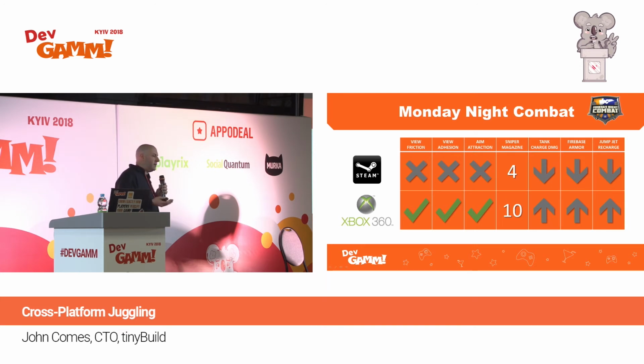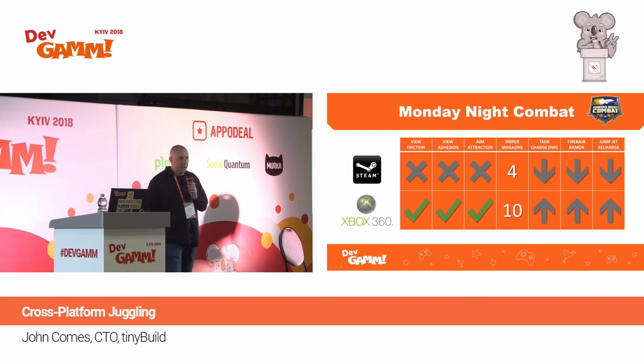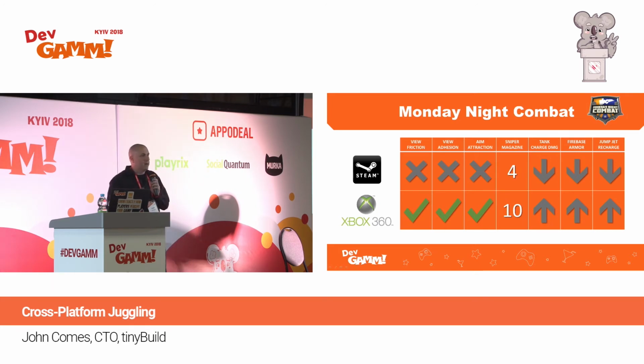For the 360 version, we added in view friction, which is, if you move your controller across somebody, we detect that there's somebody in front of you and actually slow down your aim. View adhesion: if you're trying to aim at somebody and somebody's moving, we actually pull your camera with them. And then aim attraction: if you shoot near somebody, we nudge your shot a little bit. Something players don't notice, but it makes the feel on a controller so much better. So it's something you have to consider in design.